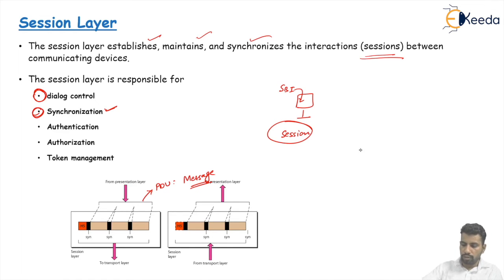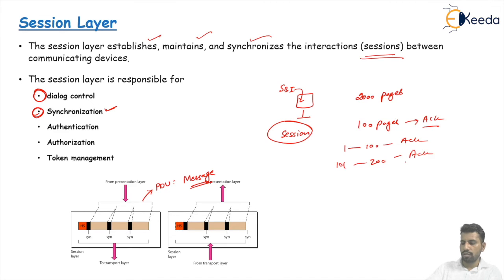Checkpoint means, think of an example where your system is sending a 2000-page file. You insert a checkpoint after every 100 pages, and you receive an acknowledgement that the 100-page transfer is successful. In total you have 2000 pages. You send the first 100 pages, you get an acknowledgement of success. You send the second 100 pages, you get an acknowledgement again. In the same way, you keep transferring.